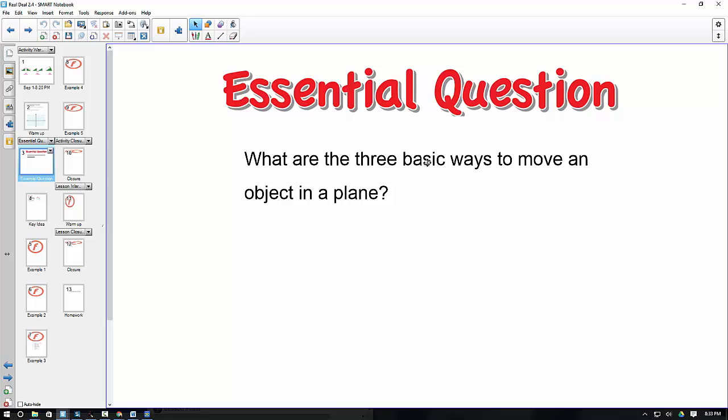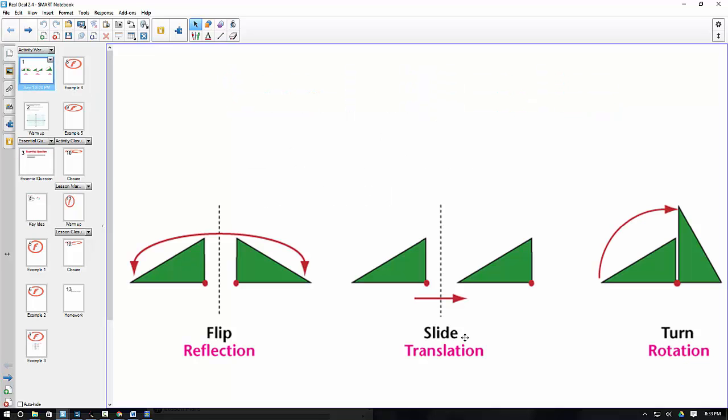For the essential question, what are the three basic ways to move an object in a plane? Well, there's the flip, the slide, and the rotation. Those are the three basic ways that we'll be moving them.